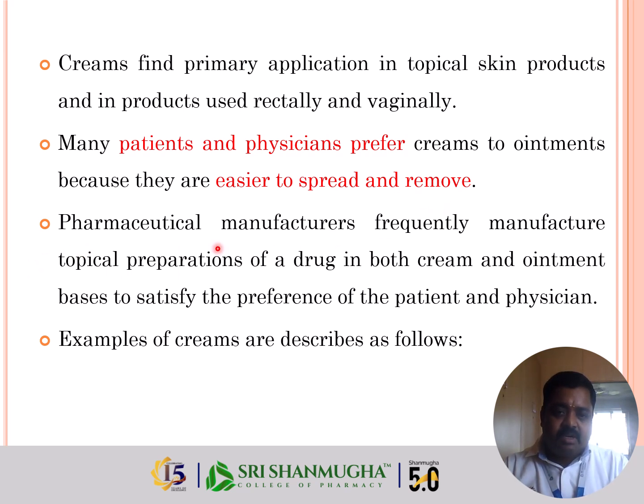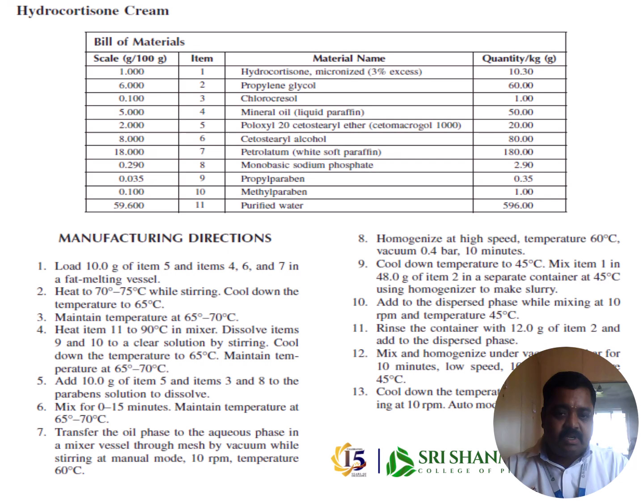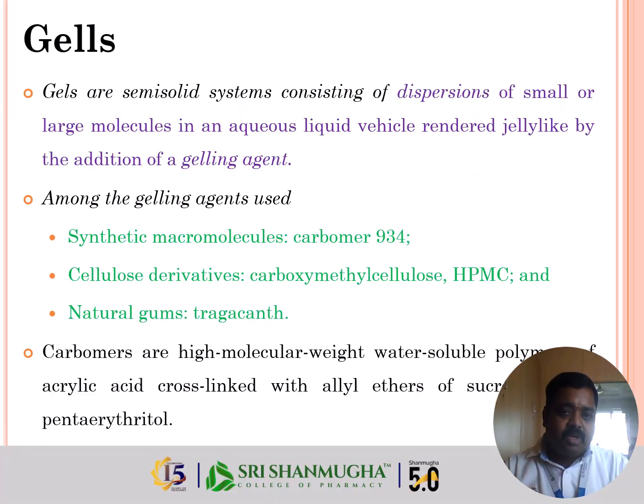So manufacturers frequently manufacture topical preparations of a drug in both cream and ointment bases to satisfy the preference of patients and physicians. Examples of creams are described as follows. Here, hydrocortisone cream and manufacturing directions with the formula have been given. And as we continue, next is gels.